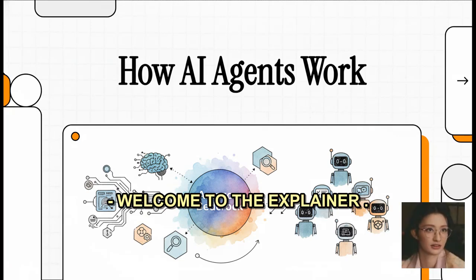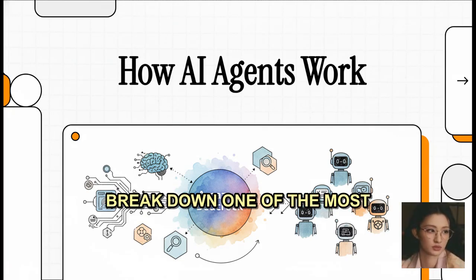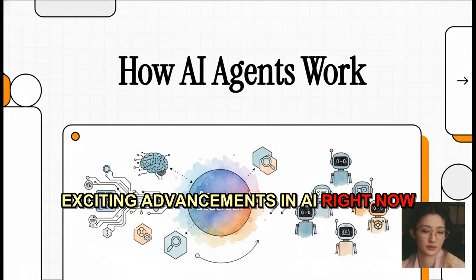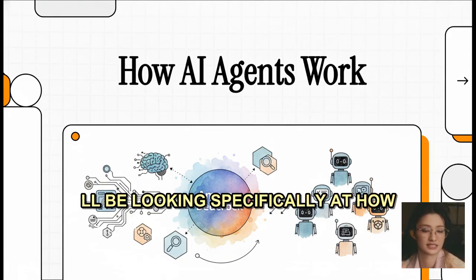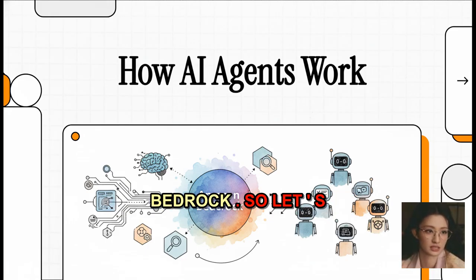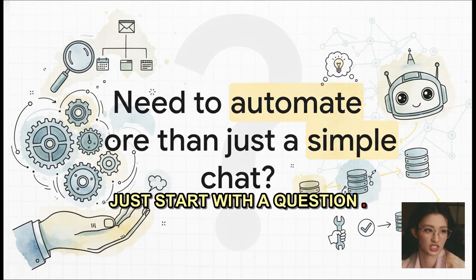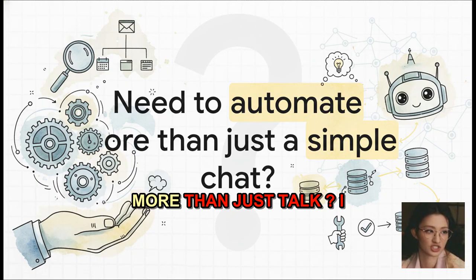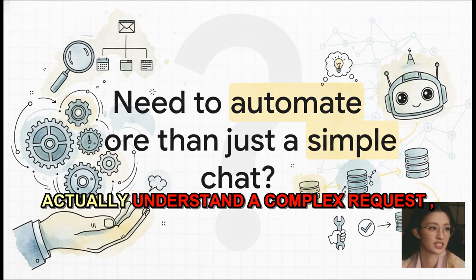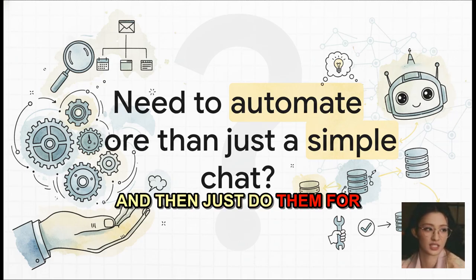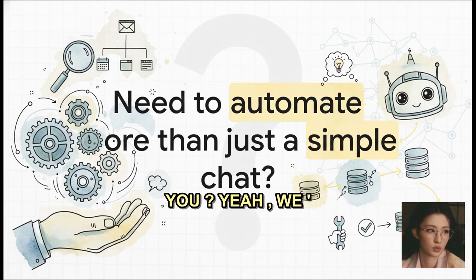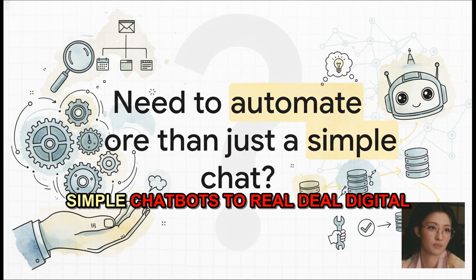Welcome to the Explainer. Today, we're going to break down one of the most exciting advancements in AI right now, autonomous agents. We'll be looking specifically at how they're built using Amazon Bedrock. So let's just start with a question. What if your AI could do more than just talk? What if it could actually understand a complex request, figure out all the steps, and then just do them for you? Yeah, we're talking about moving way beyond simple chatbots to real-deal digital assistants.